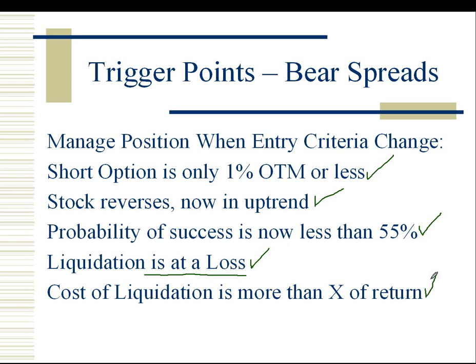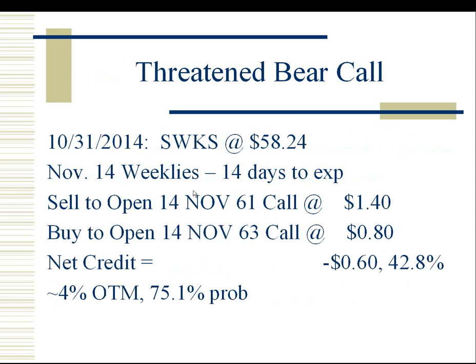And of course, if the liquidation loss is more than 2 times or 3 times what our original net credit was, we may definitely look to manage the position. So if I took in a 50-cent net credit on my 5-point spread, the stock moves up and my liquidation cost is now close to 90 cents or $1, I may want to try to adjust the position to get closer to a better probability of success.